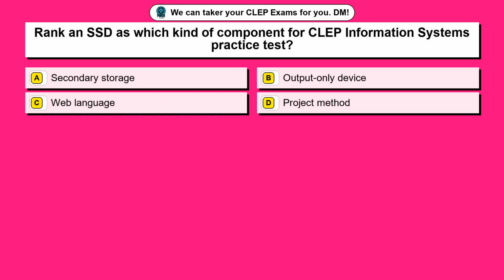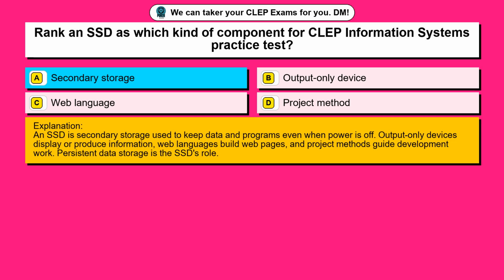Question 53. Rank an SSD as which kind of component for CLEP Information Systems practice test? Option A, secondary storage. Option B, output-only device. Option C, web language. Option D, project method. The correct answer is option A, secondary storage.